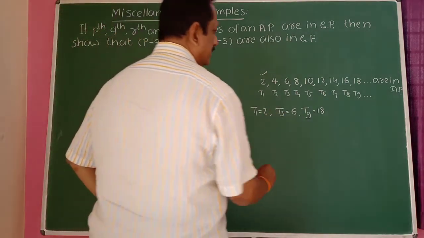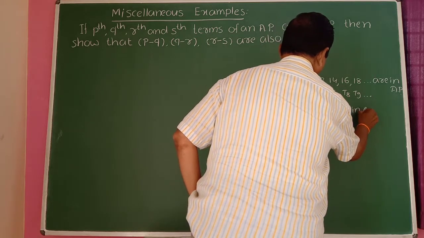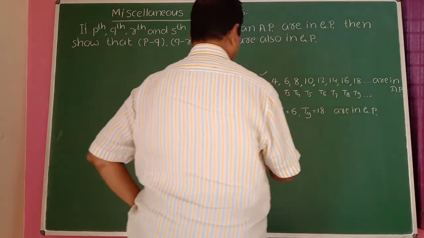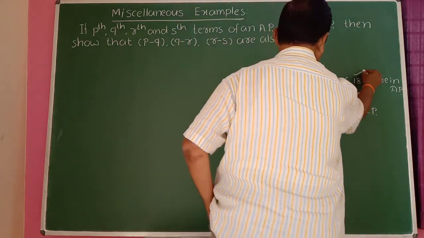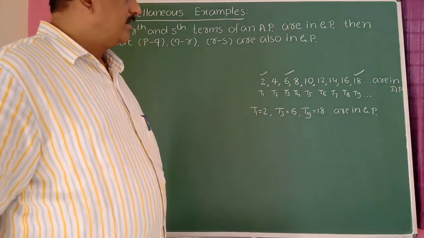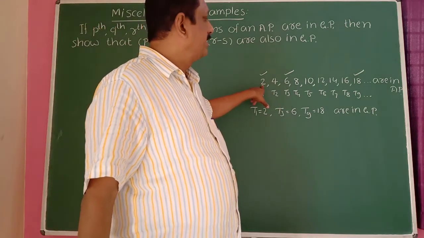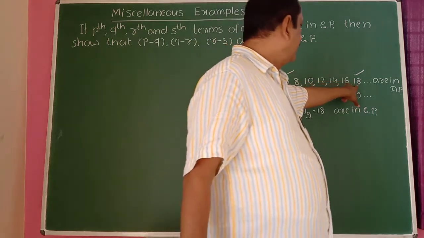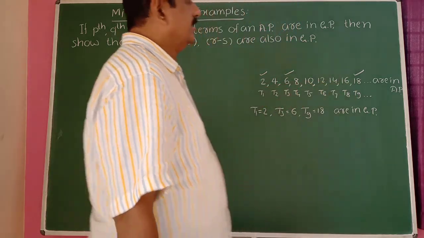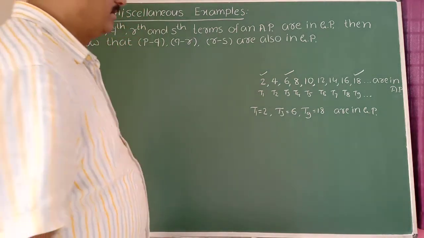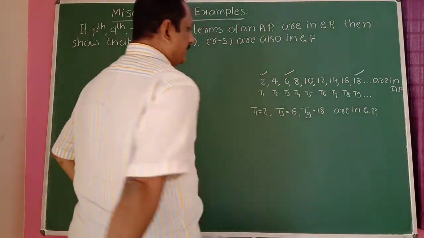Therefore, these are in GP. These are three terms. T1 is equal to 2, T3 is equal to 6, T9 is equal to 18 here. They are in GP because 6 upon 2 becomes 3 here. Then 18 divided by 6 becomes 3. Therefore, they are in GP. If these terms are in AP, these terms are in GP.